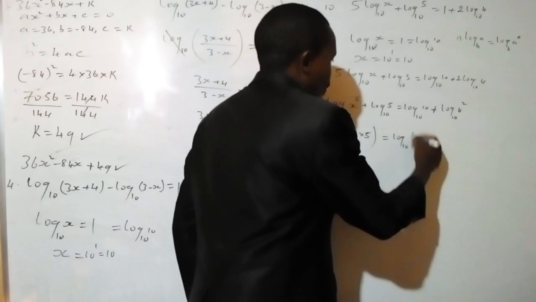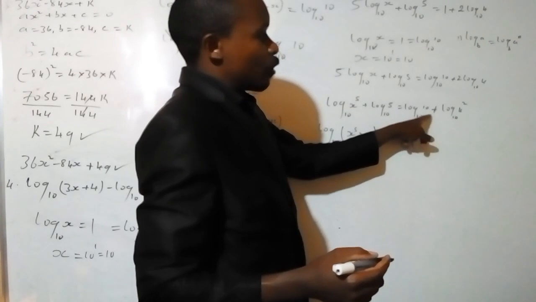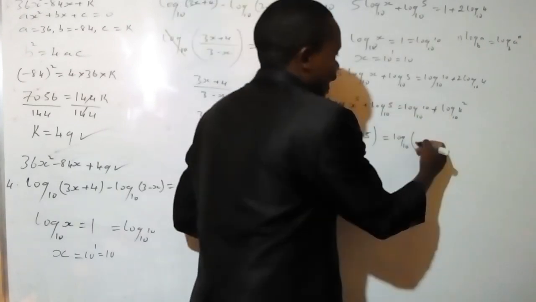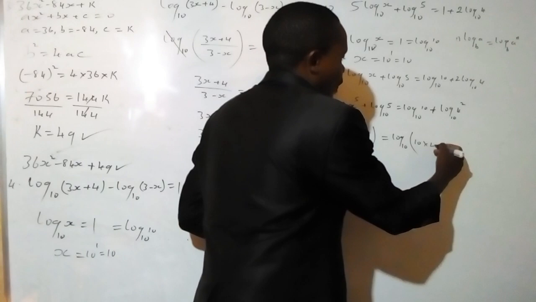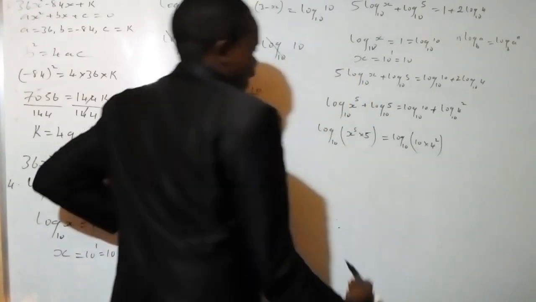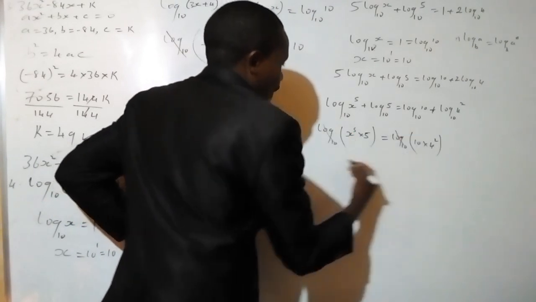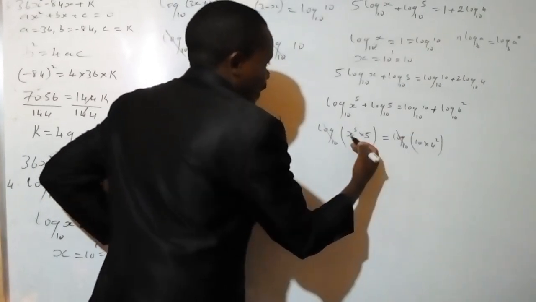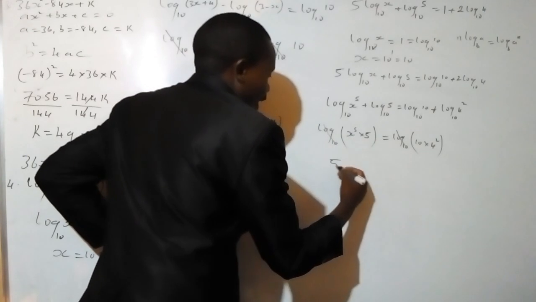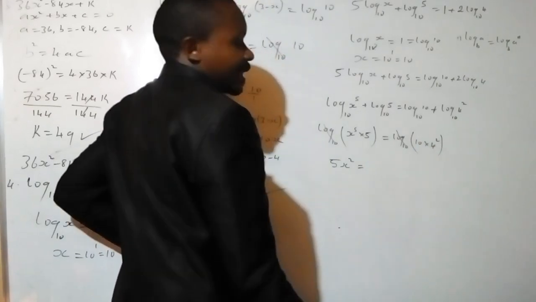Also here we have plus, so we are going to multiply. You take 10 times 4 squared. You drop log base 10 on both sides. Drop them, yeah, we drop them. You'll be left with 5 times x squared, it's 5x squared is equal to 4 squared, which is what? 16. 16 times 10, 160.